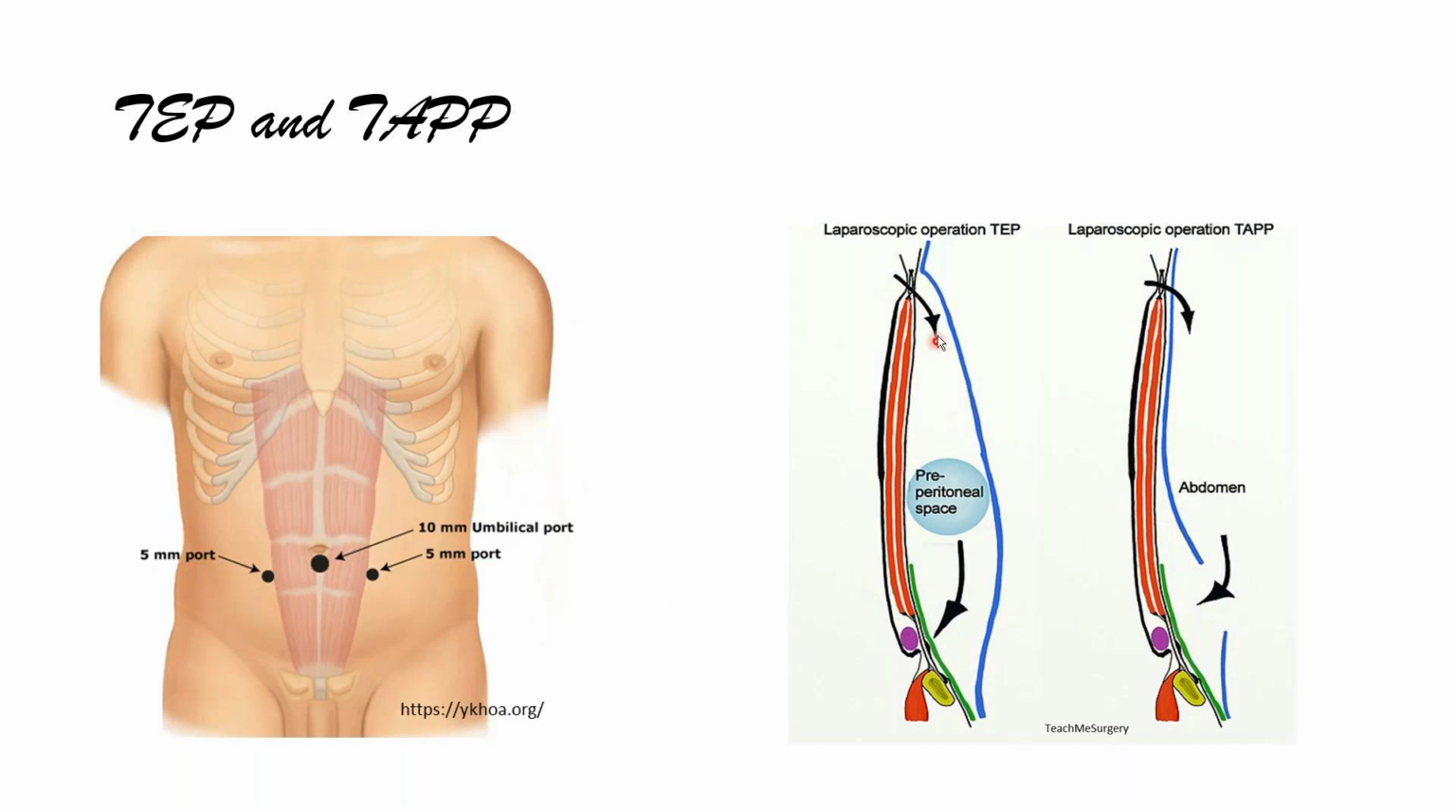In one, the peritoneum is not to be breached. In the other, you have to go into the abdomen, breach the peritoneum, and then enter this area. The green area is the area which has to be approached, here and here. So here it is pre-peritoneal, here it is transperitoneal. The essential difference between a TEP and a TAPP repair.